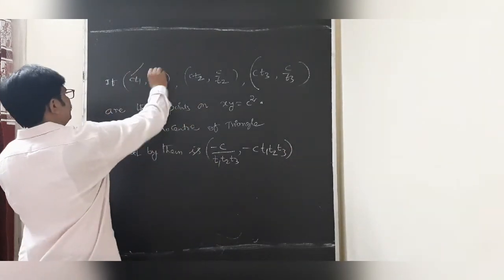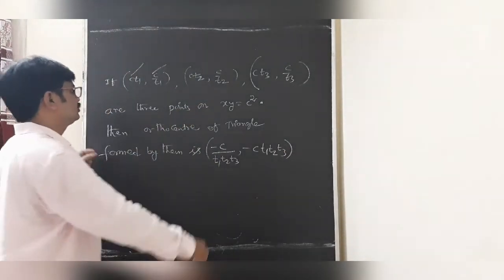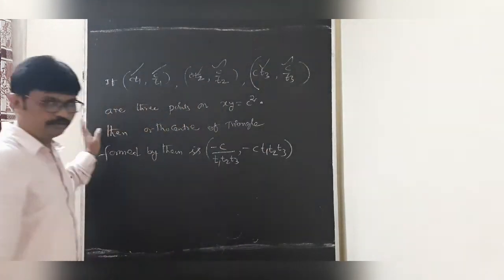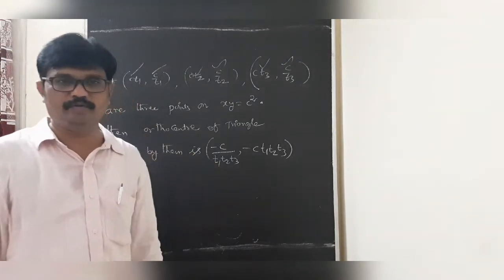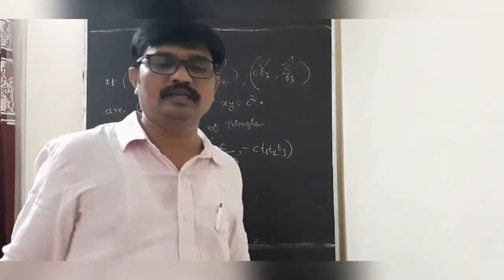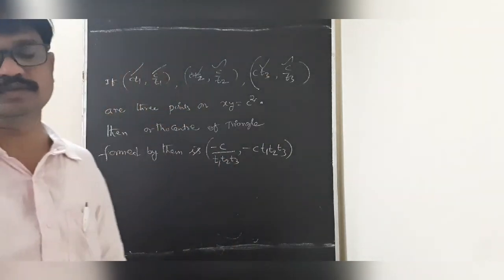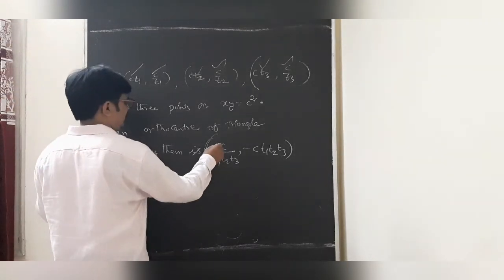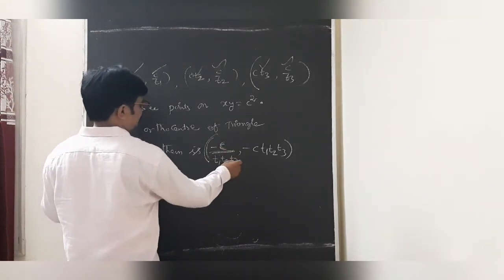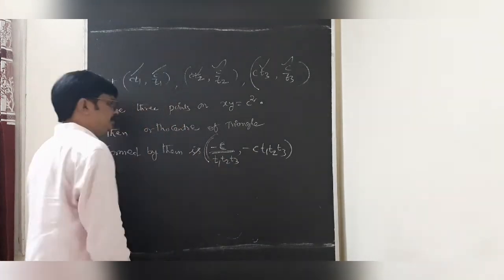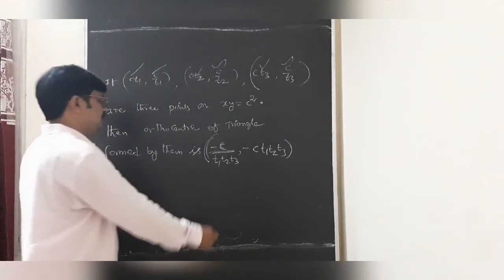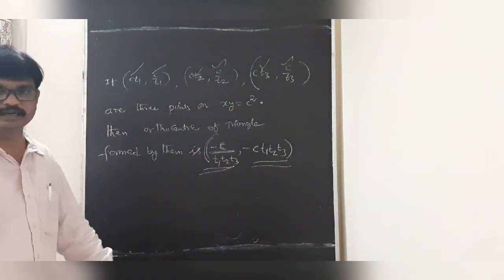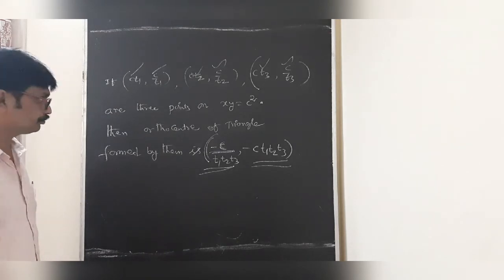When the points are (ct1, c by t1), (ct2, c by t2), (ct3, c by t3), you can observe the 3 points are on the rectangular hyperbola. So for these 3 points on the rectangular hyperbola forming a triangle, its orthocenter can be directly written as (minus c by t1 t2 t3, minus c t1 t2 t3). Okay students, this is the orthocenter of the rectangular hyperbola.